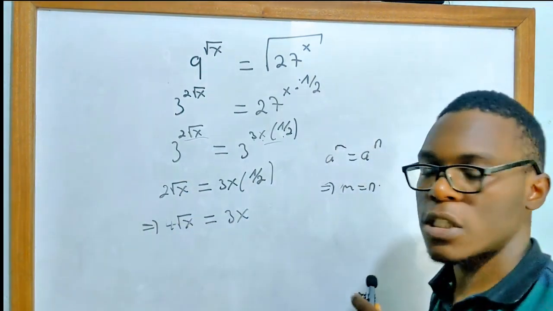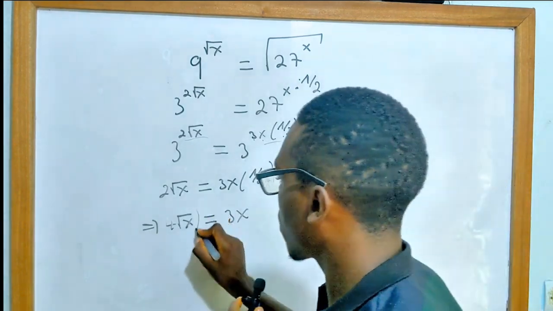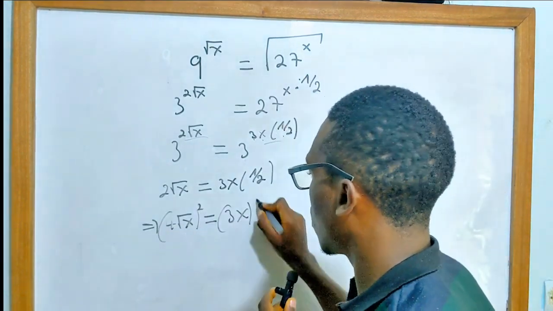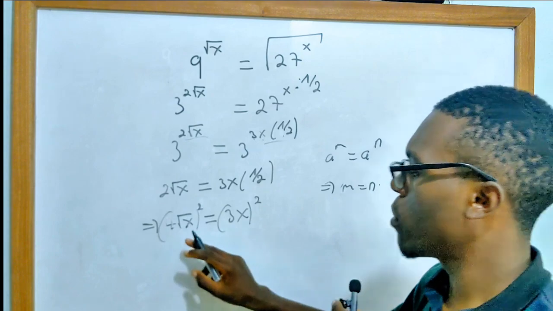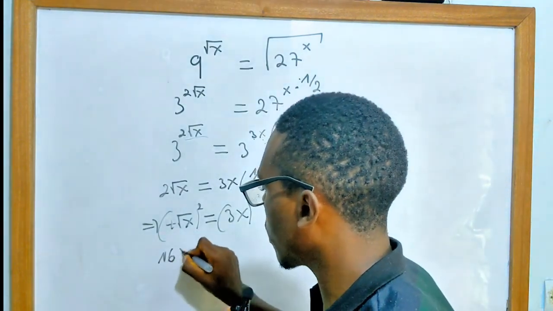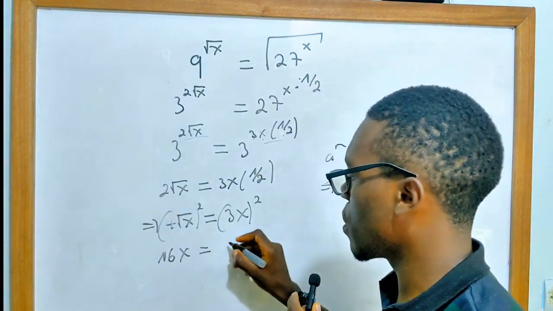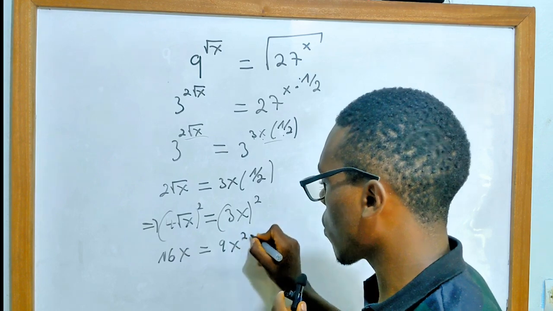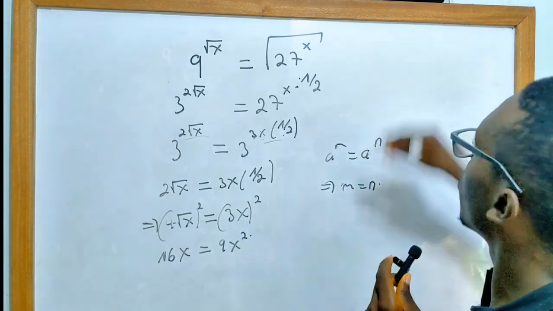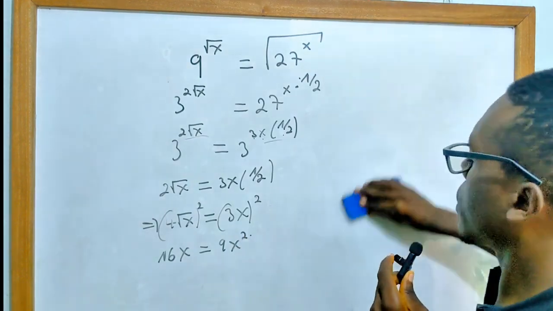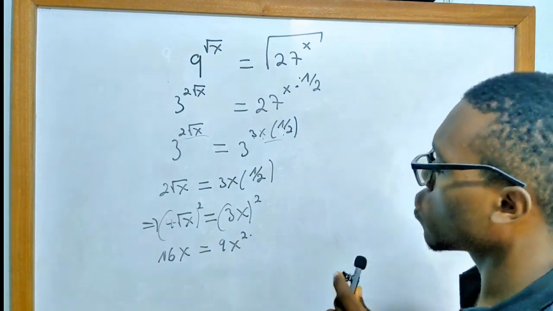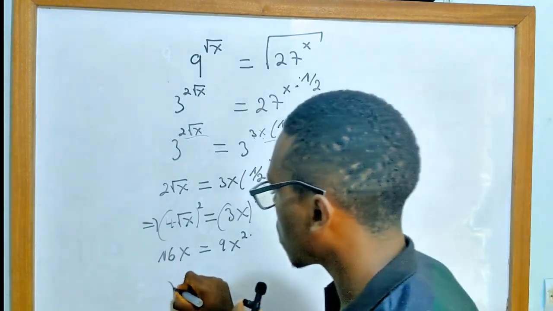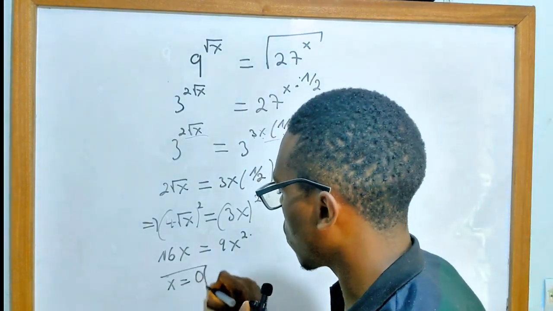3x. At this point, you can square both sides so as to remove this square root, to have 16x is equal to 3 squared, which is 9, 9x squared. Okay, at this point, you can divide all through by x, stating that x is equal to 0.